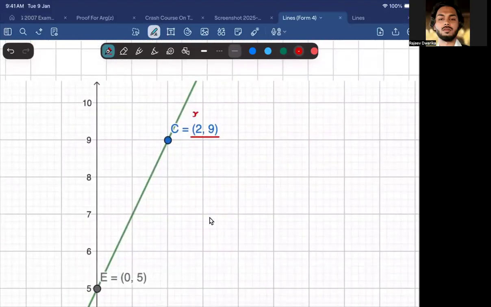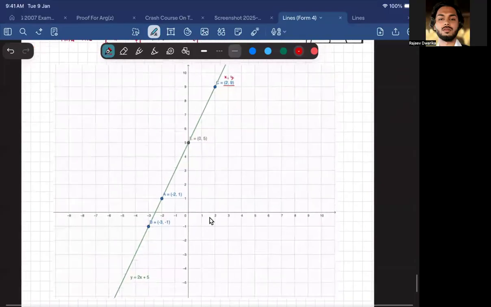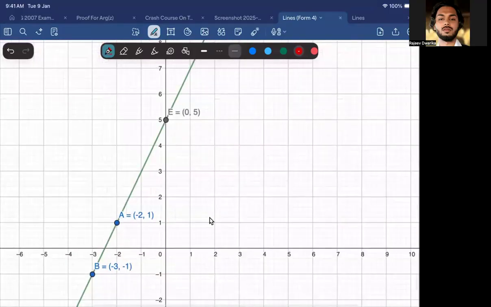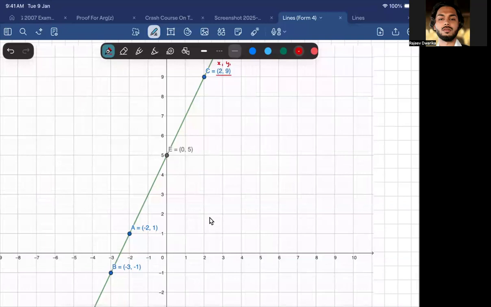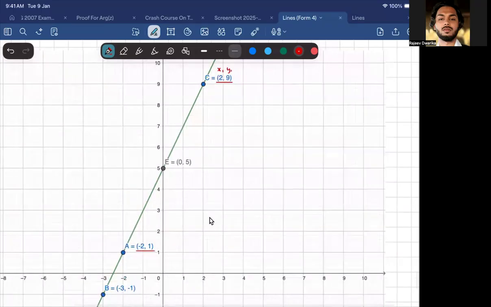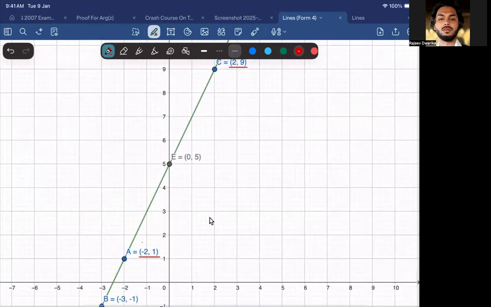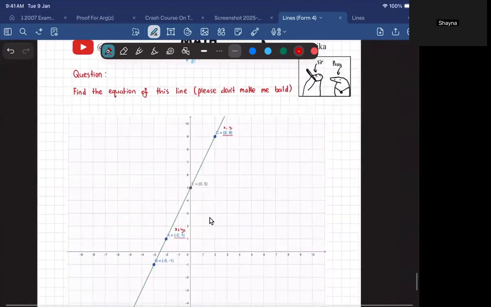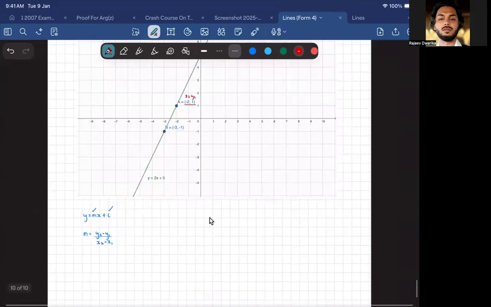So we could call this x1, y1, and minus 2, 1 instead. We can use minus 1. And if we call C x1, y1, what would we call E? X2, y2. Great. So our formula is going to be y2 minus y1.